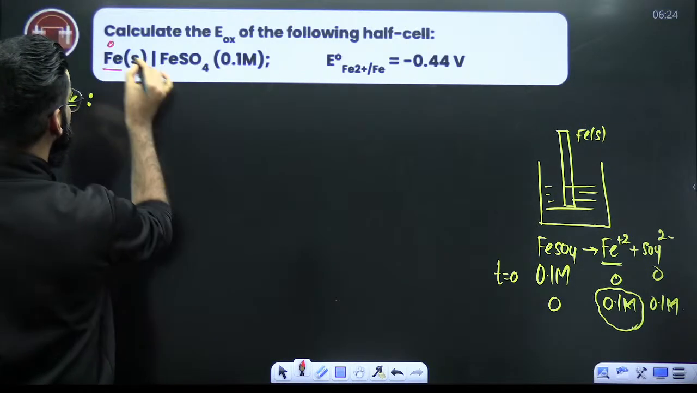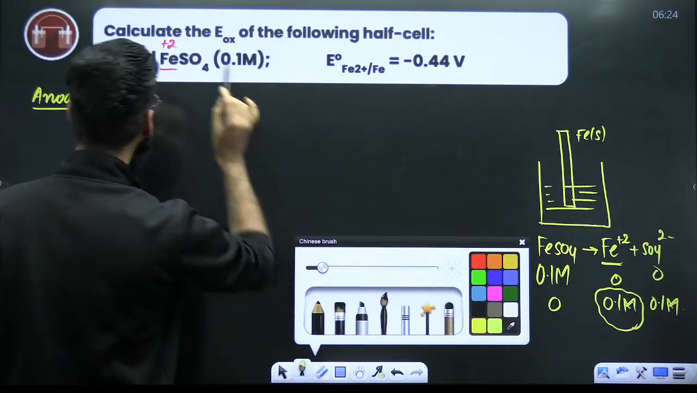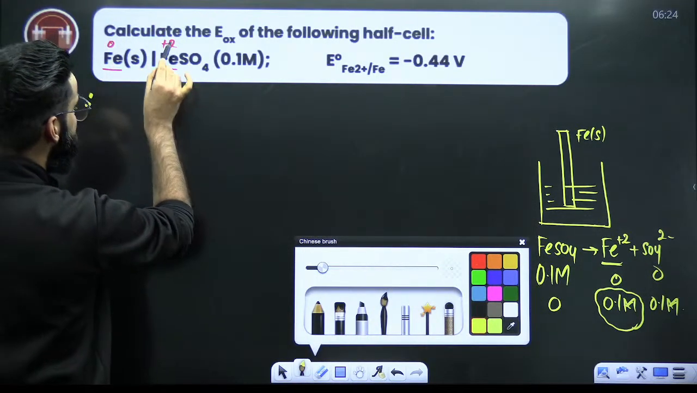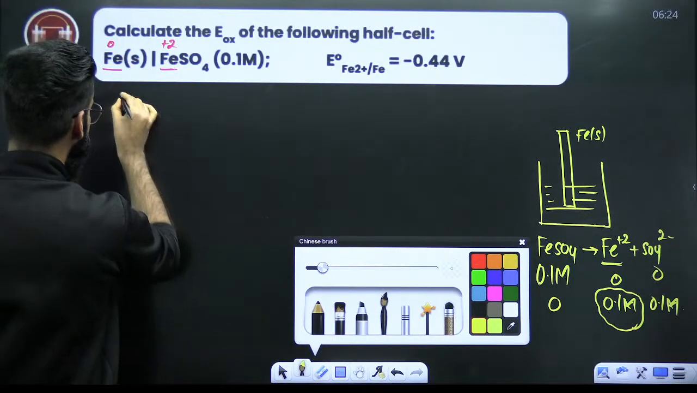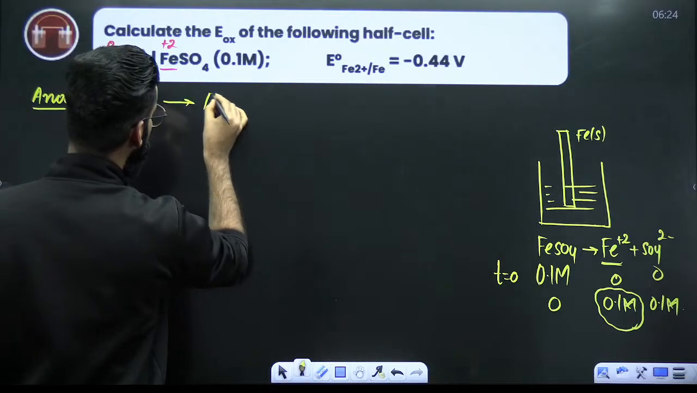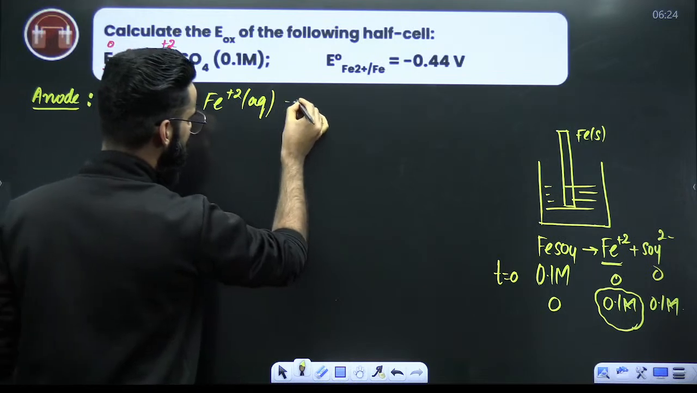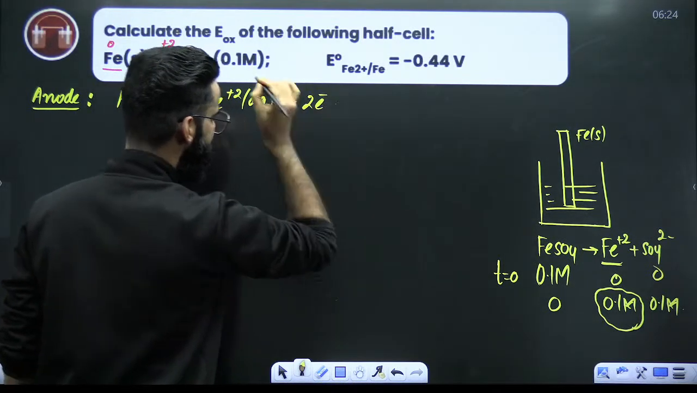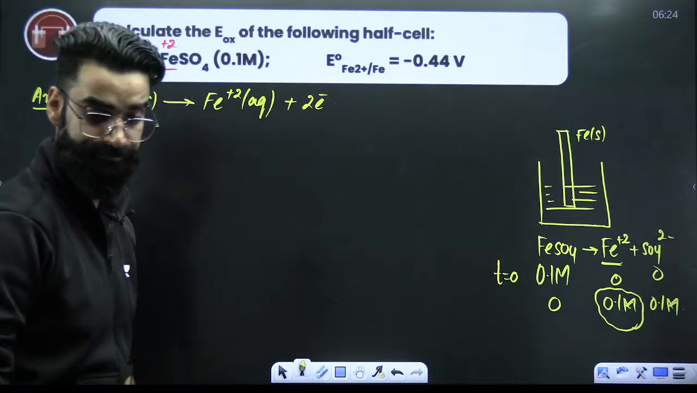See, this is iron with oxidation state 0. This is iron with oxidation state +2. So iron is changing its oxidation state from 0 to +2. Increase in the oxidation state: oxidation, loss of electrons. So basically the reaction has to be Fe solid getting converted into Fe2+ aqueous, and with this you will be writing 2 electrons. So this is the reaction which will take place when this particular electrode behaves like the anode.